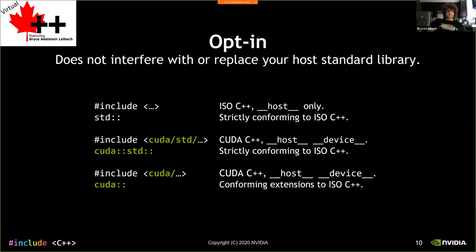Then we provide two namespaces. There's the cuda::std namespace, and the corresponding headers are in cuda/std/, and that contains strictly conforming implementations of C++ standard library facilities, for example, atomic or type traits. Then additionally, we have the cuda:: namespace and the cuda/ headers. And those are conforming extensions to ISO C++. And we'll talk a little bit more about what those look like in a few slides.